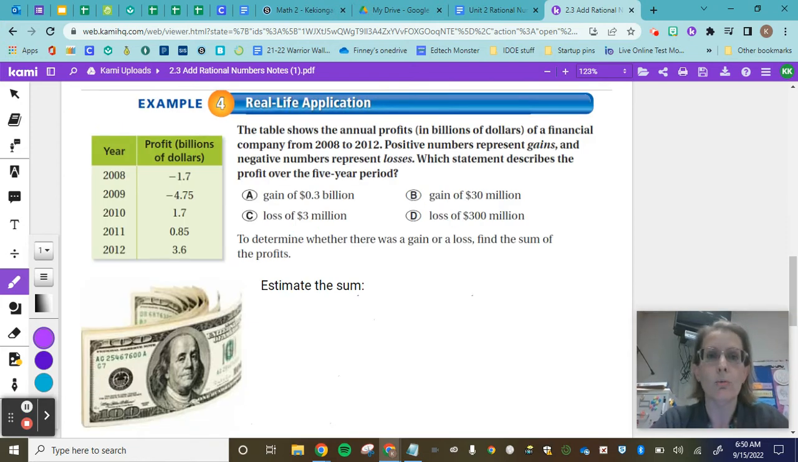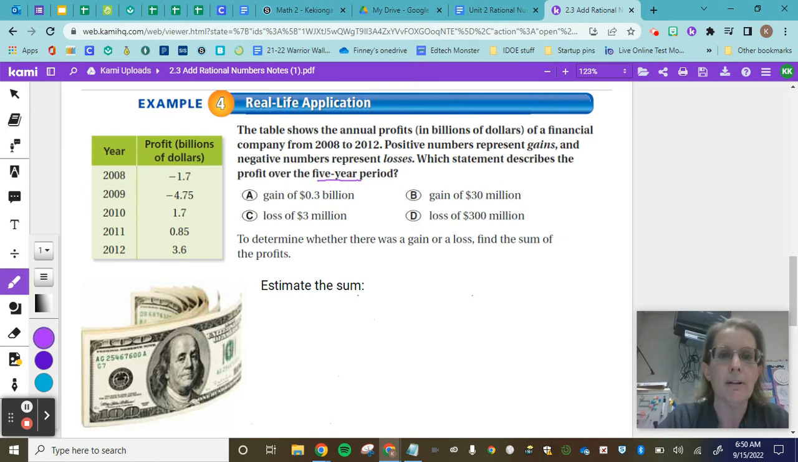And next, we're going to look at this word problem. A table shows the annual profits. Remember, profit is making money, in billions of dollars, of a financial company from 2008 to 2012. Positive numbers represent gains and negative numbers represent losses. Which statement describes the profit over the 5-year period?